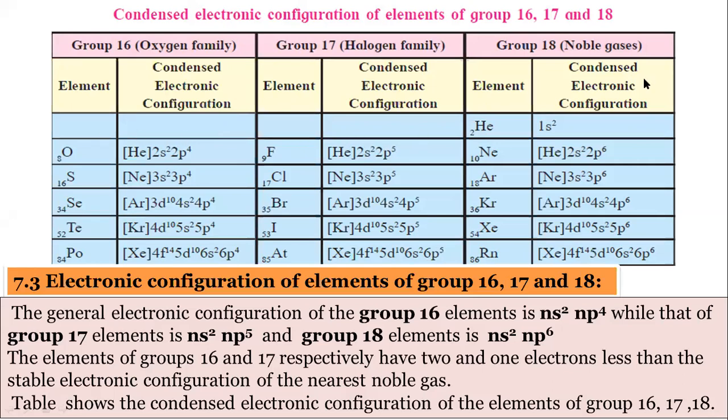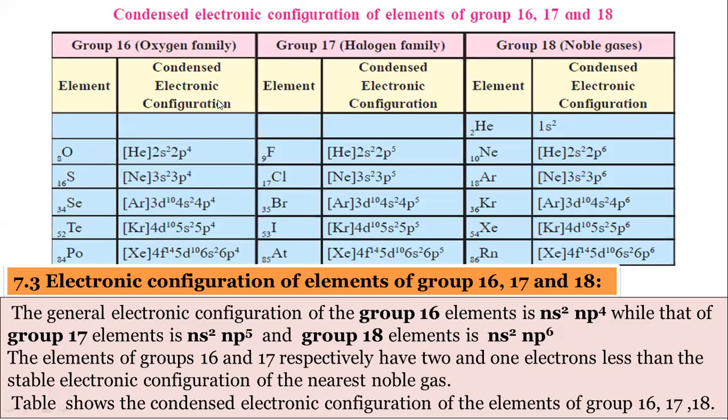Electronic configuration. Wait for 1 minute. Yes. So the electronic configuration is given for group numbers 16, 17, and 18. Combinedly, it is given as the oxygen family. The names of the elements of the oxygen family are given here: oxygen, sulfur, selenium, tellurium, and polonium. Old style say TPU. This shortcut I have given: old style say TPU.